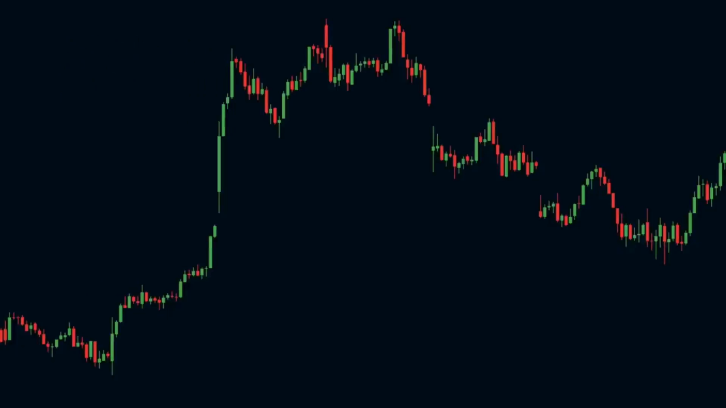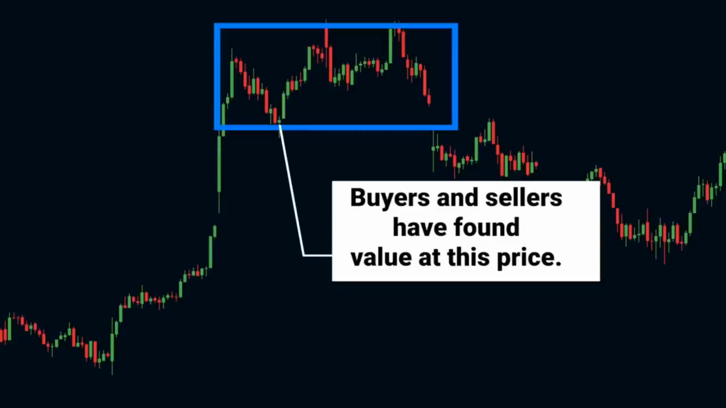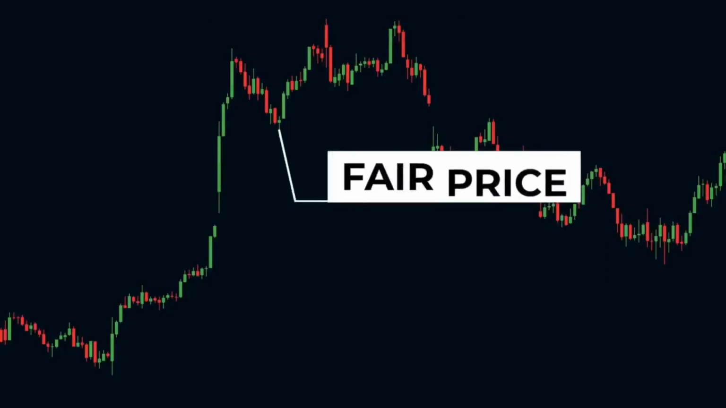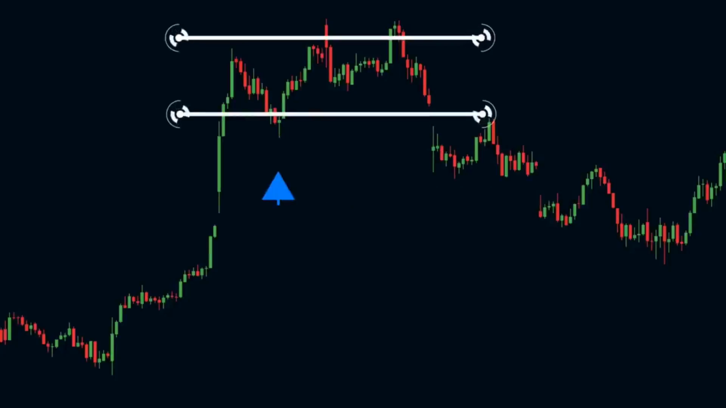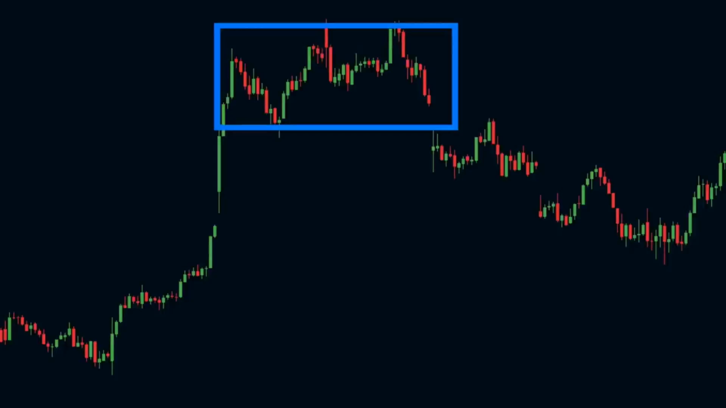Then once the buyers and sellers find a price that is attractive to both of them, they start to exchange. The exchange between the buyers and sellers is visible as the price goes sideways for a couple of candles. When the market is in a sideways range like this, it signifies that the buyers and sellers have found value at this price. They both see the current price as a fair price of the asset. Therefore, the buyers are buying when the price reaches this lower boundary and the sellers are selling when the price reaches the upper boundary of the range. This area is what is called the value zone. We will learn how to use them very shortly, but for now let's continue through the chart.